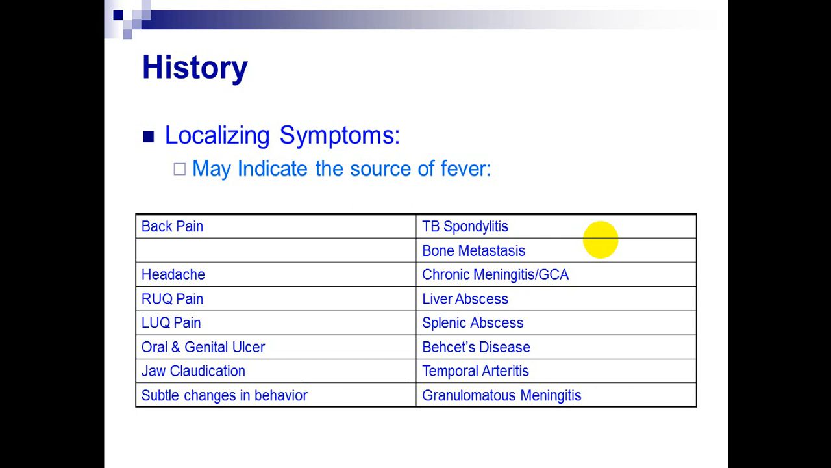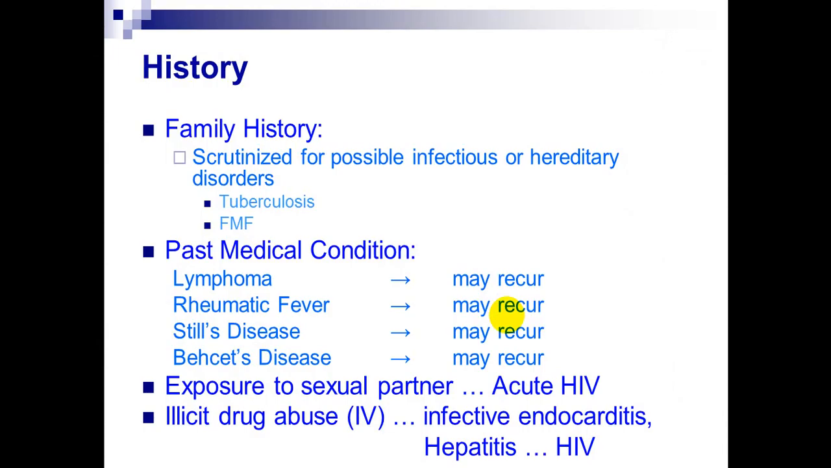Localized symptoms: backache, TB spondylitis; headache, chronic meningitis, giant cell arthritis; right upper quadrant pain, liver abscess, could be an infected hydatid cyst; splenic abscess; infected hydatid cyst; oral genital ulcers, Behçet disease; jaw claudication, temporal arteritis; and change in behavior, granulomatous meningitis. Family history is very important: history of TB, family history of familial Mediterranean fever, transit families.